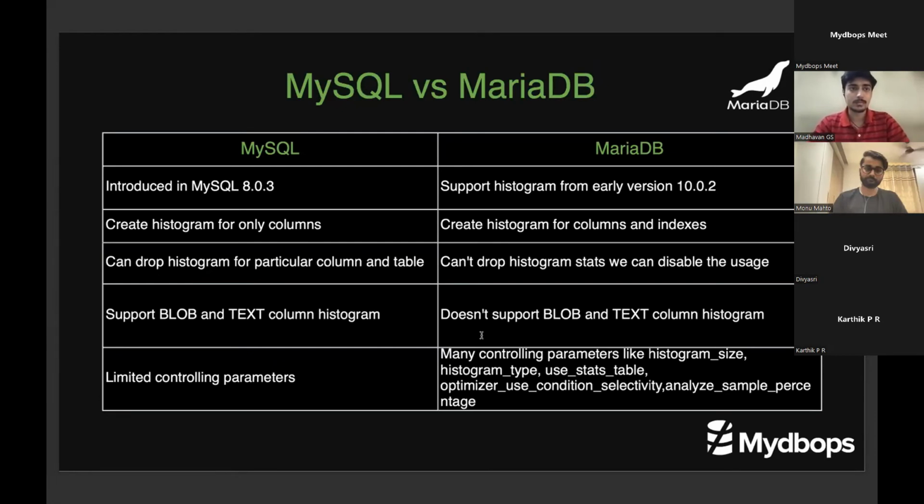MySQL supports histograms on mostly all column data types, but in MariaDB we can't create them for blob or text. Also, in MySQL we have very limited parameters, only one memory controlling parameter, which controls how much memory we can give while sampling the data. Here we have many parameters: we can decide which type of histogram to create, what the size will be, and what percentage of rows to use for collecting the stats. So here we have more control.